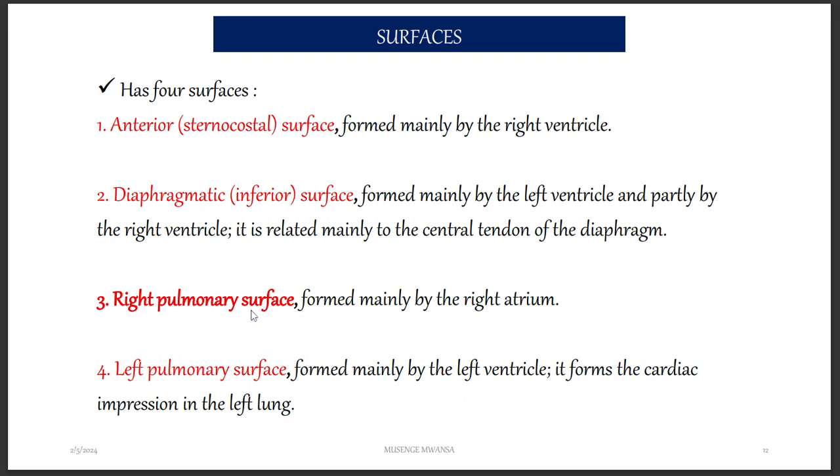The right pulmonary surface is formed mainly by the right atrium. This one is related to the lungs. Okay, in this case, it's the right lung. And then the left pulmonary surface is going to be formed mainly by the left ventricle and is going to form the cardiac impression in the left lung.